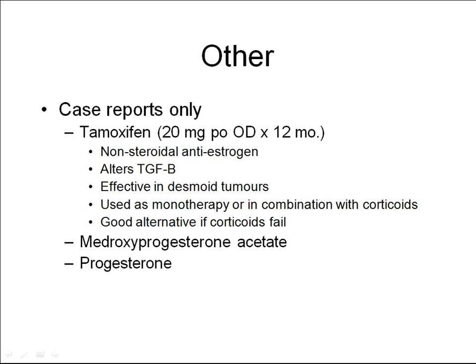Other medications used in the management of RPF include tamoxifen, 20 milligrams daily for 12 months. Tamoxifen is a non-steroidal anti-estrogen, which is thought to exert its effect through mediation of TGF-beta, and has been shown to be effective in treatment of desmoid tumors, which have a similar basis to RPF. It's often used as monotherapy, but can be used in combination with corticosteroids or in patients with contraindications to steroids. And it's a good alternative when steroid treatment fails in a patient who's not a good surgical candidate.